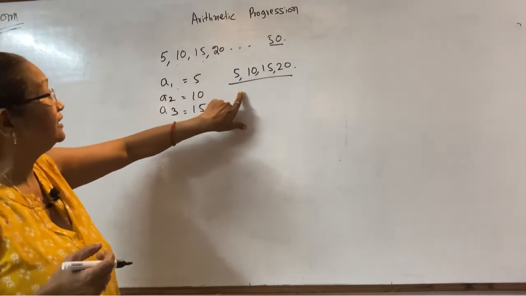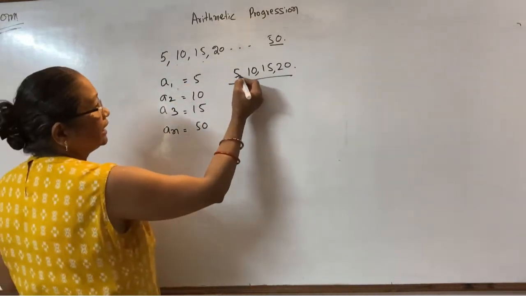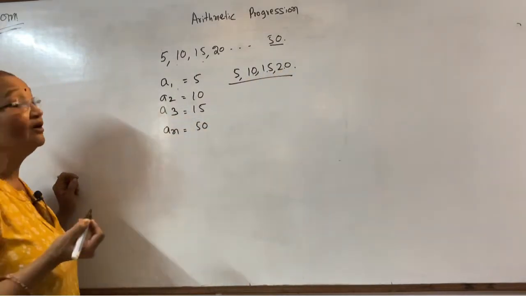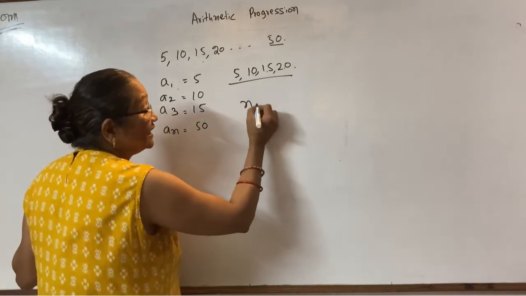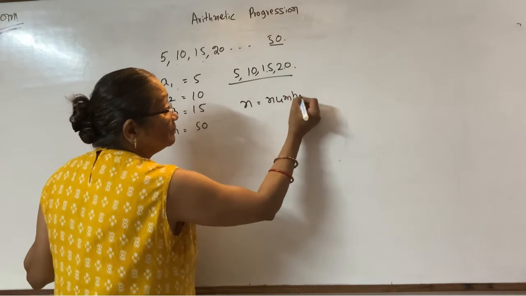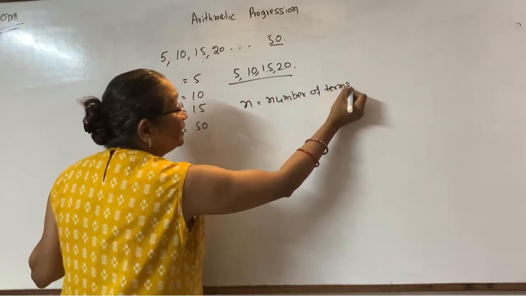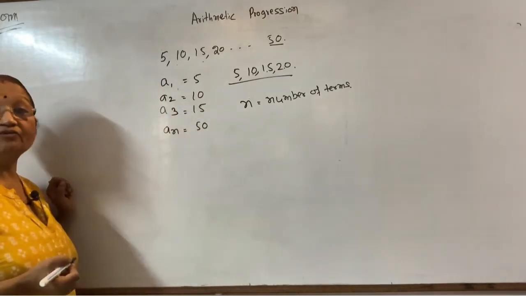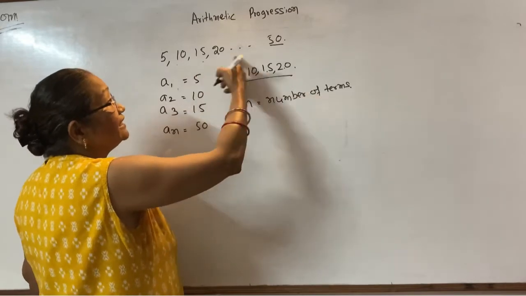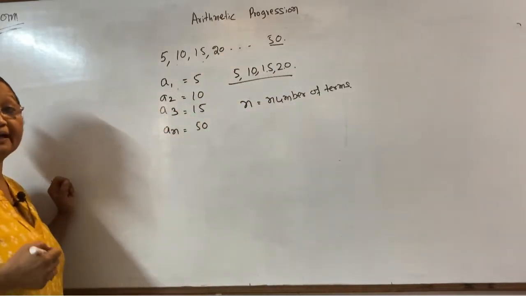First we should know what terms are. So how many terms are there? Count it. 1, 2, 3, 4. There are 4 terms. This is n. N is the number of terms. If he asks for n, he is asking the number of terms, meaning how many terms, how many numbers are there from 5 to 50, find it out.